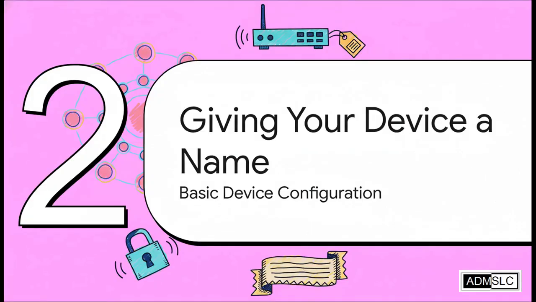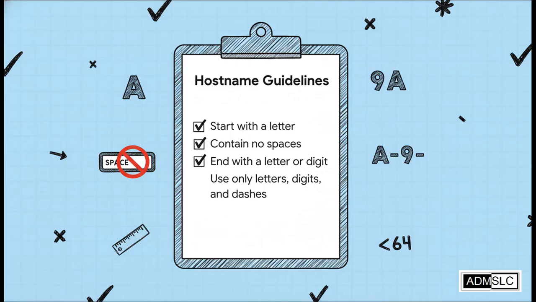All right, time for our very first practical task. Seriously, the first thing you should always do with a new device is give it a unique name, what we call a host name. I mean, if all your devices are just called Switch, you'll never know which one you're actually working on. A good descriptive name like Switch Floor 1 confirms you're in the right place before you make a really critical change. Now, you can't just name it anything you want, but the rules are pretty simple. It has to start with a letter, it can't have any spaces, and it needs to be under 64 characters. Just stick to letters, numbers, and dashes, and you'll be totally fine.